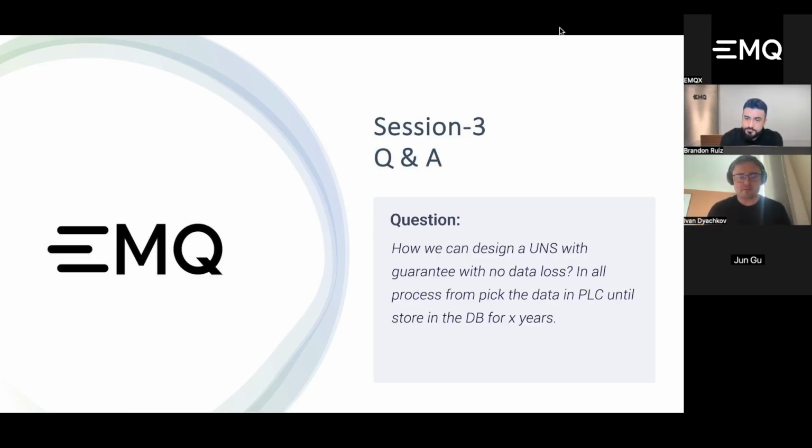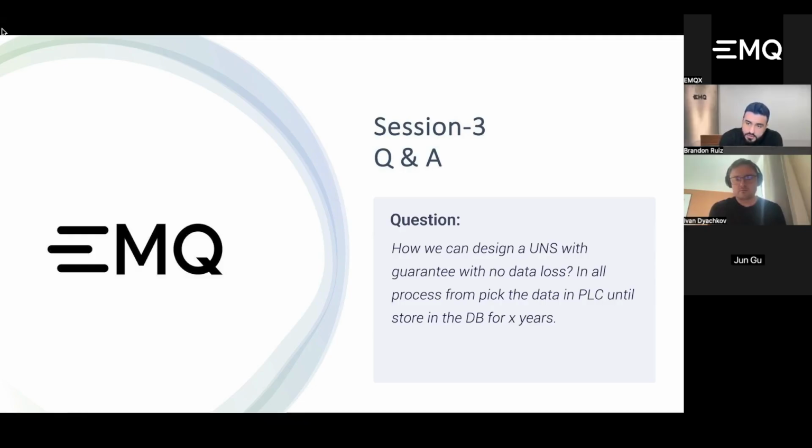And the next question, UNS. How can we design a UNS with a guarantee of no data loss in all process from picking the data in PLC until storing in the DB for X years? What is UNS? Universal namespace. Yep, right. But I'm not sure what universal namespace design has to do with data durability. It's more about how you set up data processing. I think if you capture data that you want and save it to a database, or maybe I'm missing something.